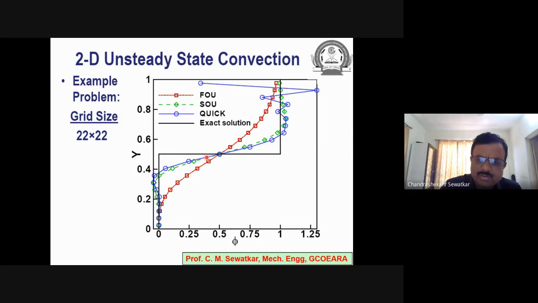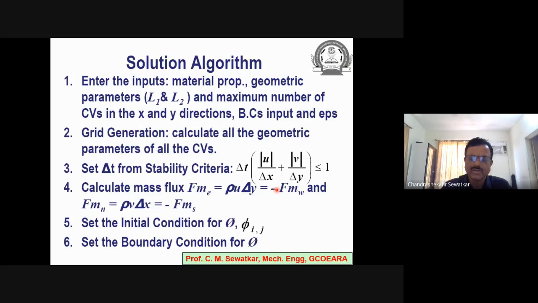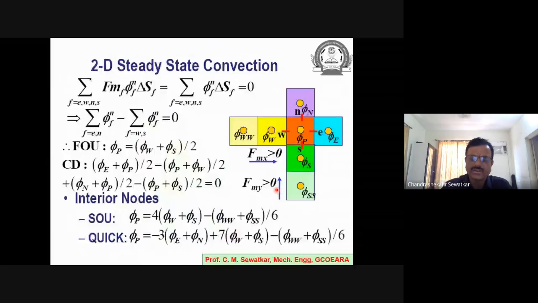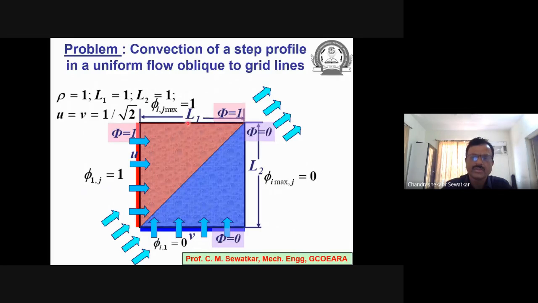Because there is an exact solution available for such kind of a problem. What I am showing you here is the variation of phi along the vertical y direction, the variation of phi along the vertical center line. I'm just considering a vertical center line, and I'm trying to plot the value of phi along the vertical center line.